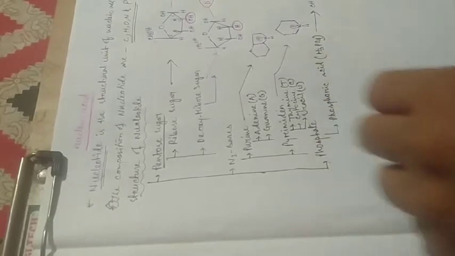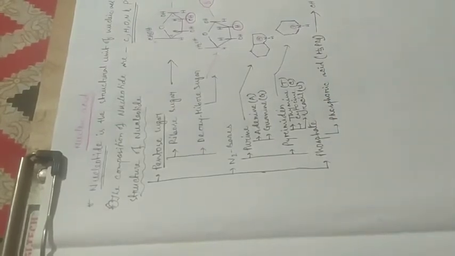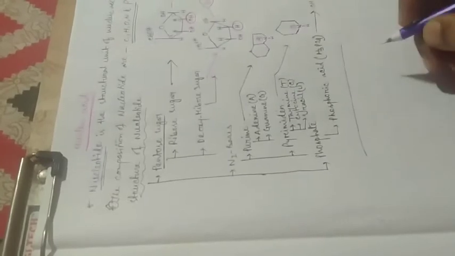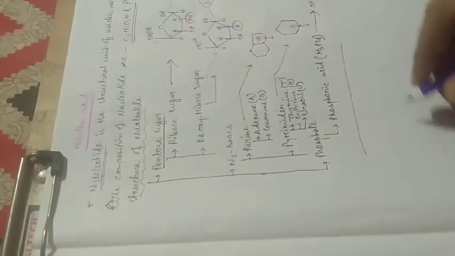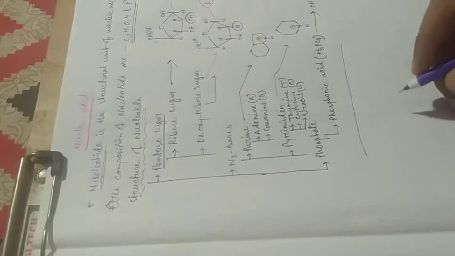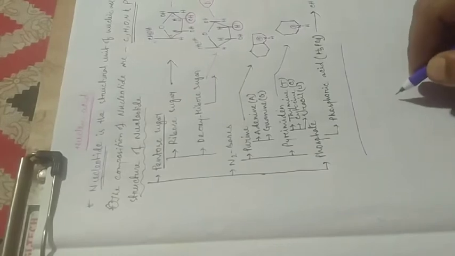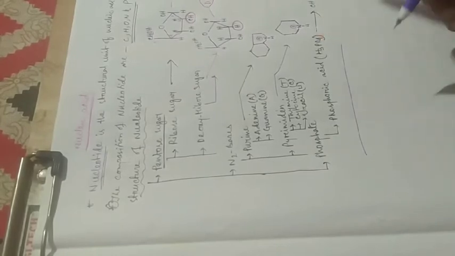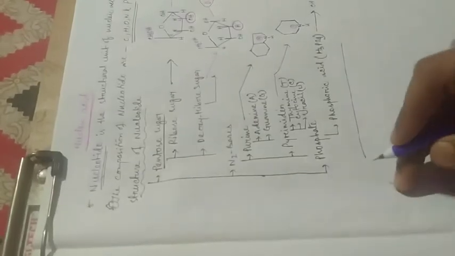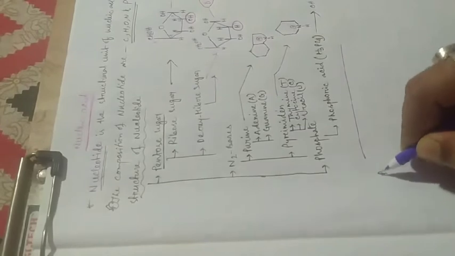Okay. So how will a nucleotide form? At first, here I draw the structure of a deoxyribonucleotide. So first the pentose sugar.